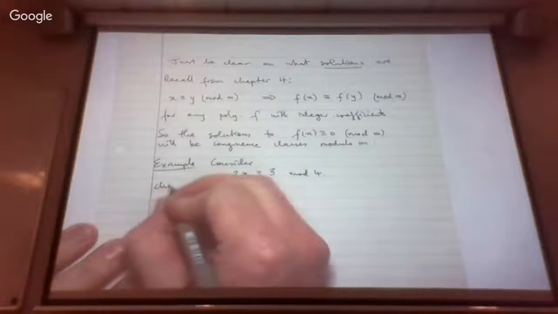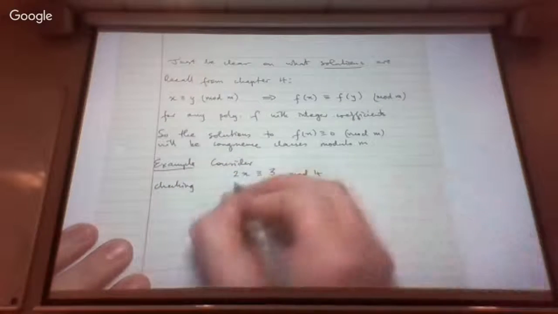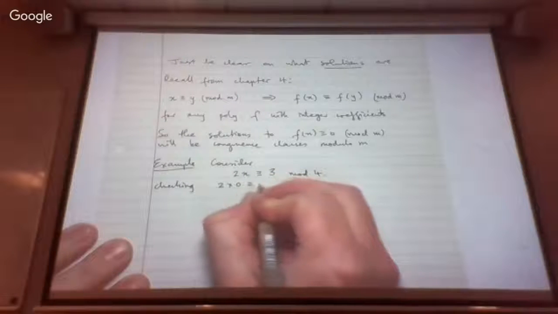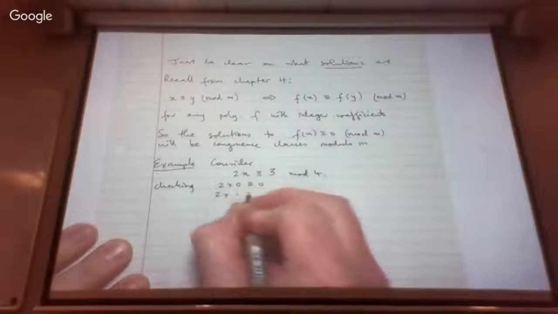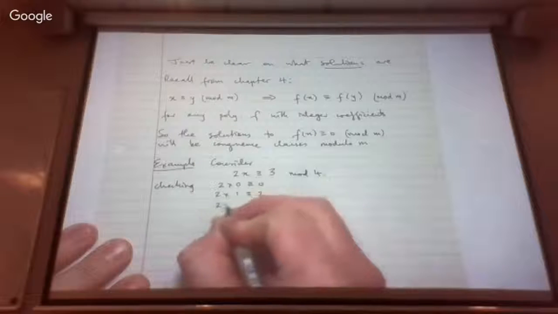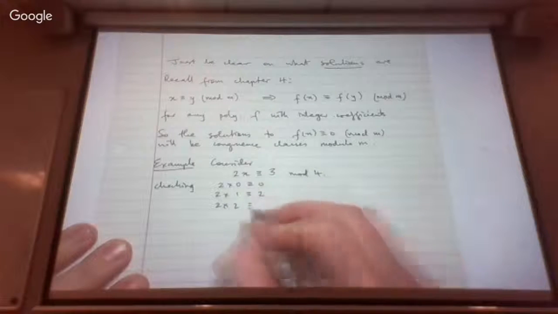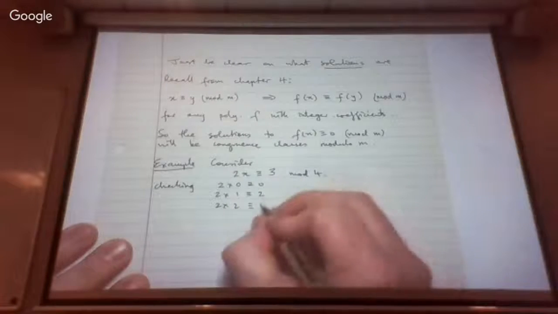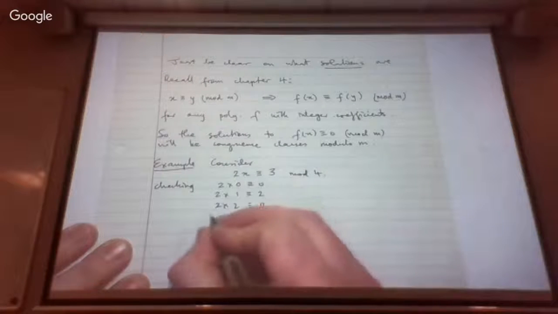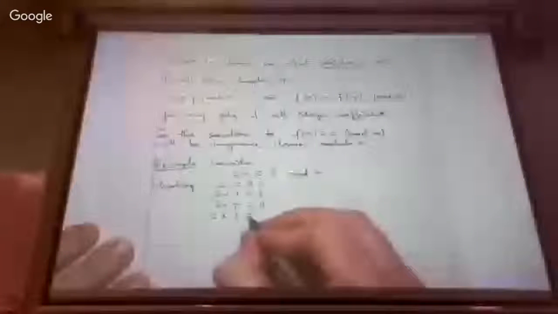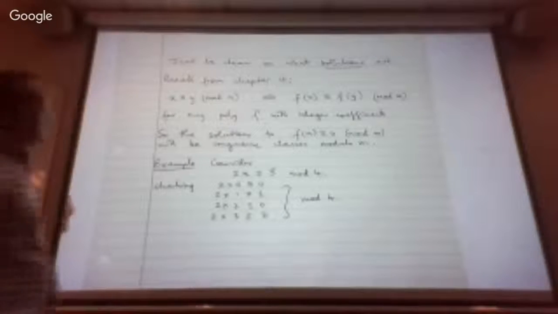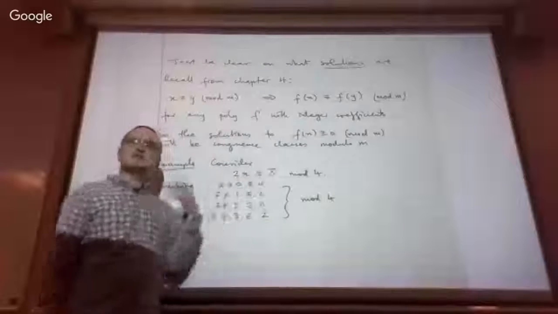So checking, 2 times 0 is obviously congruent to 0. 2 times 1 is obviously congruent to 2. 2 times 2 is equal to 4, but that's congruent to 0 mod 4. And the last congruence class 3, 2 times 3 is 6. The standard representative for that is 2 modulo 4. So quickly checking all possibilities, we find that we never get 3, so there's no solutions.